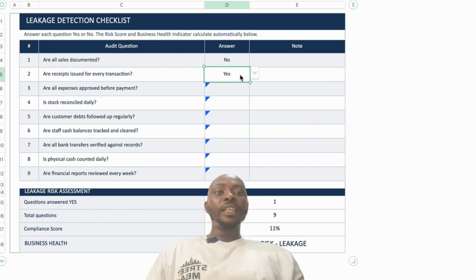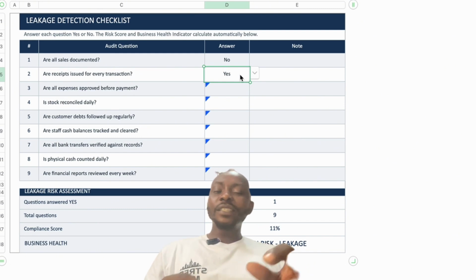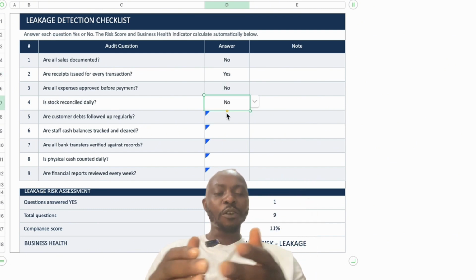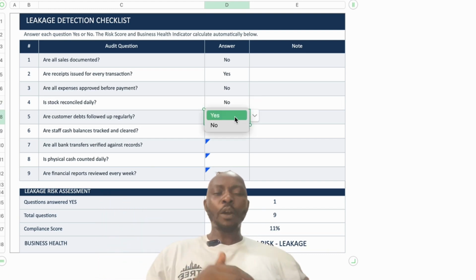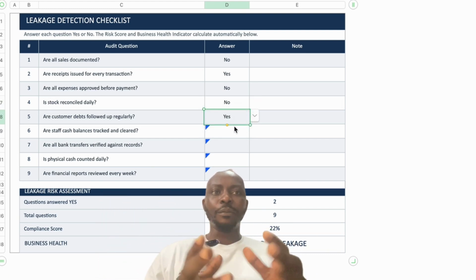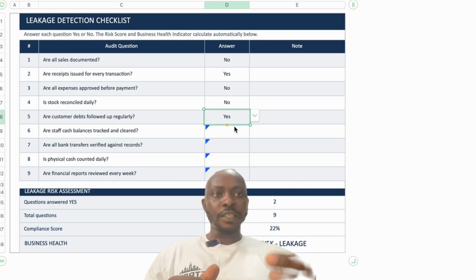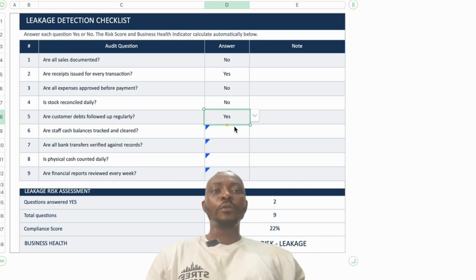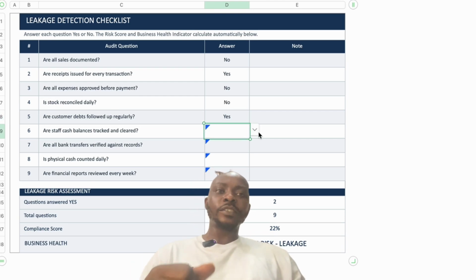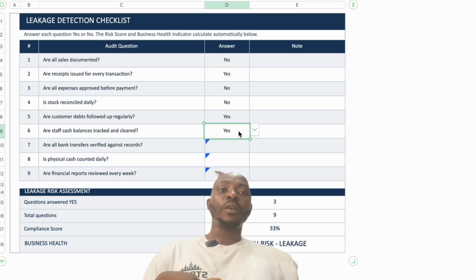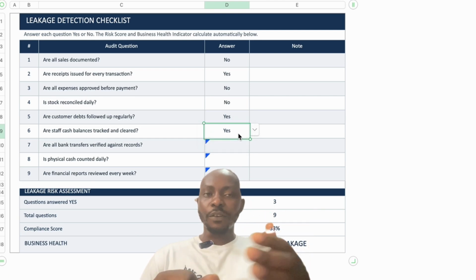If the answer is no, that means there are periods when somebody can come to your business and buy when you are not available. Your staff will take the money, they will hide the money because you don't issue receipts all the time to your customers. Number 3, are all expenses approved before payment? Number 4, is stock reconciled daily? You know your stock may not be reconciled daily and your business will still survive, but it must be a routine activity for your business.